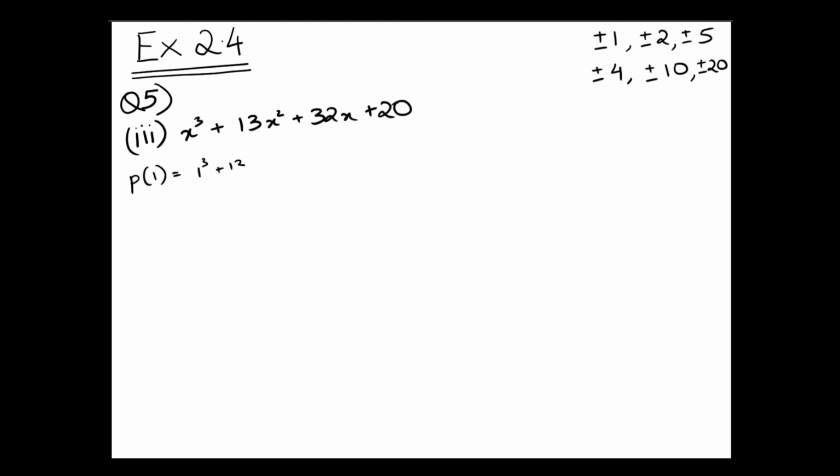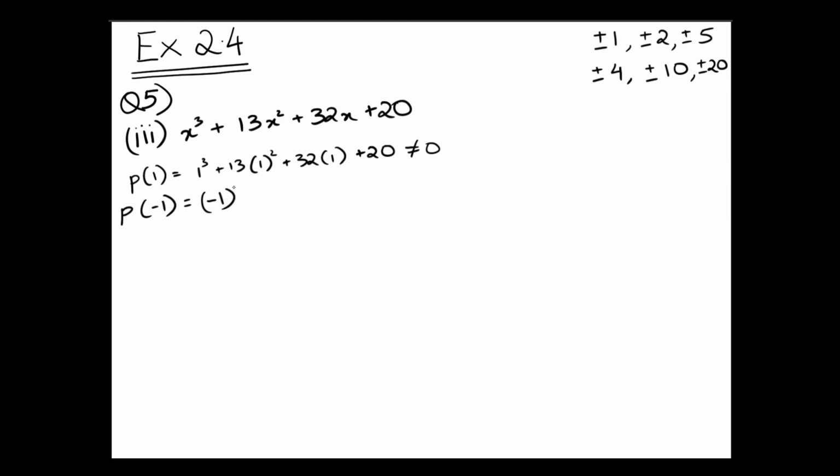P of 1 will be 1 cube plus 13 into 1 square plus 32 into 1 plus 20. This comprises all positive terms. I know this will not be equal to 0, so x minus 1 is not a factor of the given polynomial.